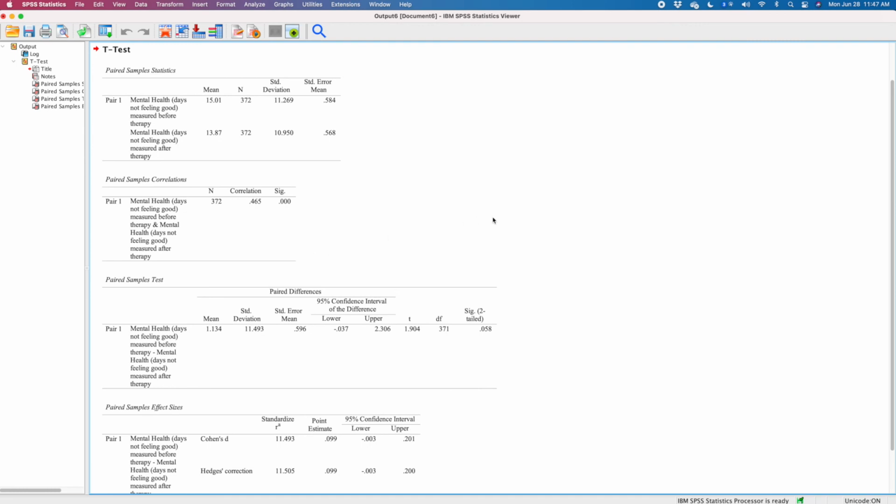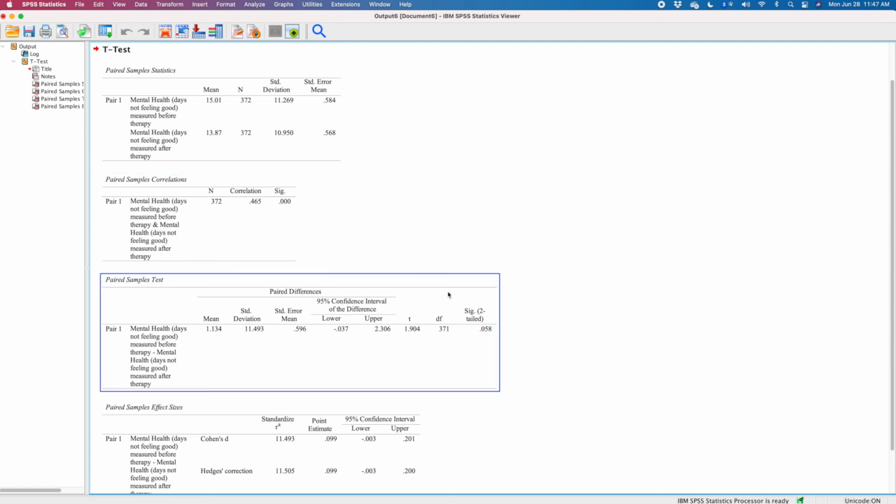I get more tables here. Not everything is needed for this interpretation. This first table, as always, is the sample statistics table. It describes the variables in this sample data set. I can see that the mental health measured after therapy is a touch lower, a difference between 15.01 and 13.87, but is that enough to be statistically significant in the greater population? I'm not going to interpret the correlations here. That is addressed on a later video.